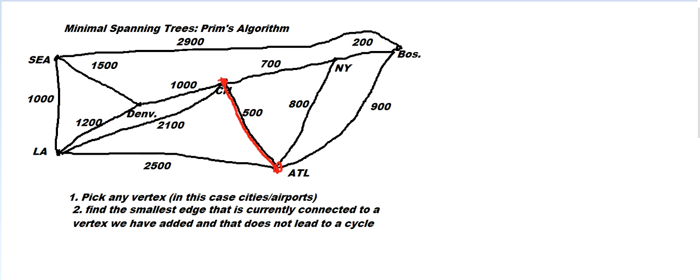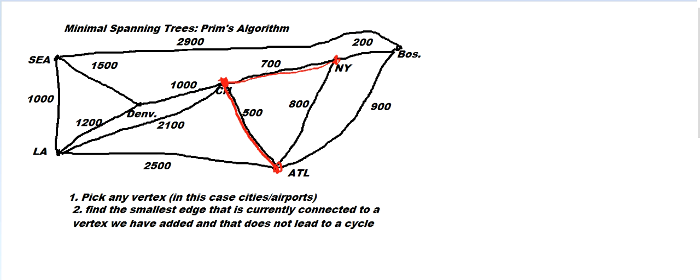Now we look at all the edges connected to Chicago or Atlanta. So we're going to look at all of these edges and find the smallest one. We've got 800, 900, 2,500, 700, 1,000, 2,100. Out of all those, 700 is the smallest. So we add that vertex. That's Chicago to New York. So now we've got Chicago, New York, Atlanta.